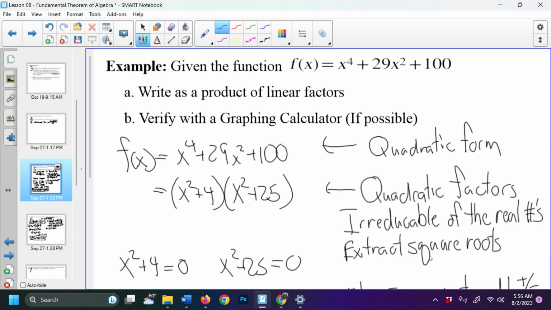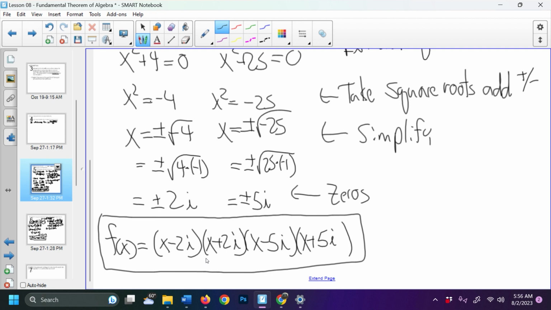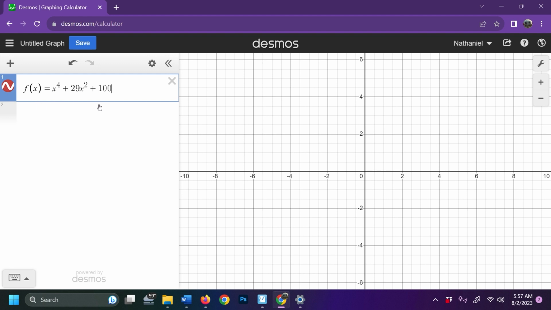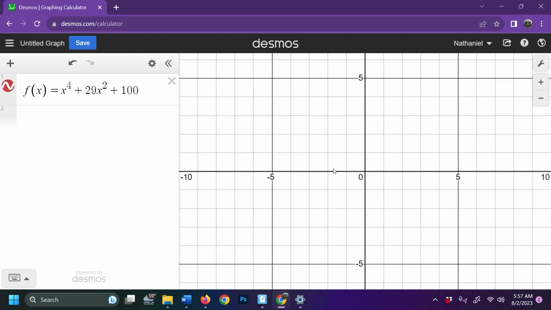Part B says to verify this with a graphing calculator if possible. And so let's go to Desmos and take a look at this. We do know that there are no real zeros, so it won't cross the x-axis. But we can at least look to see what the results of that might be. If I type this into Desmos, there's nothing in this graph, but we do know that it's a fourth degree polynomial, so its end behavior is up to the left and up to the right, and it has a y-intercept of 100, so we can't see that in this particular window.